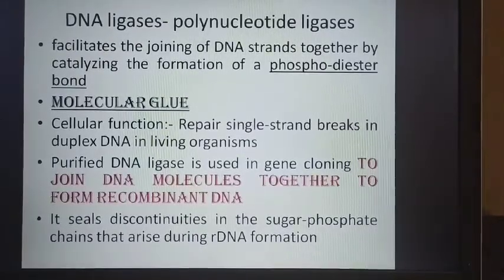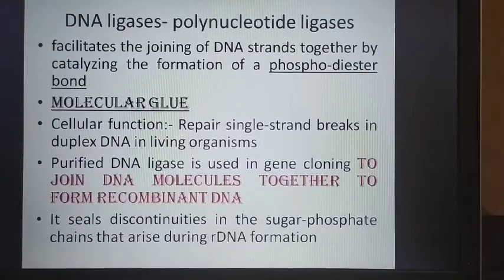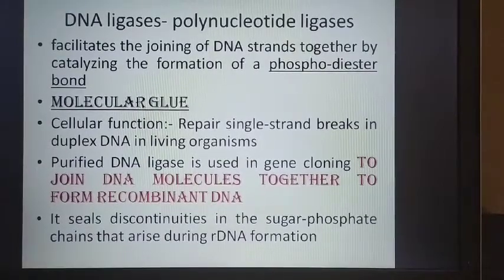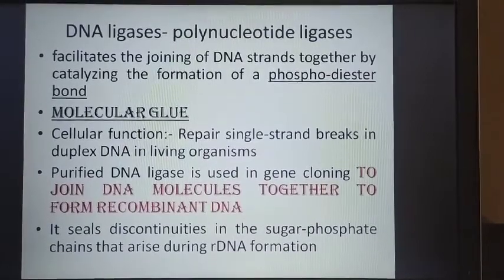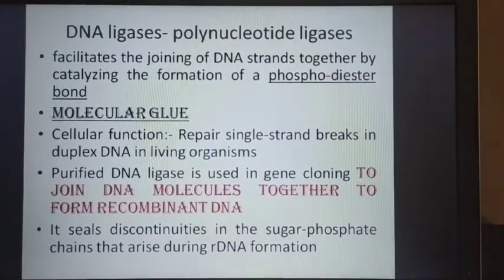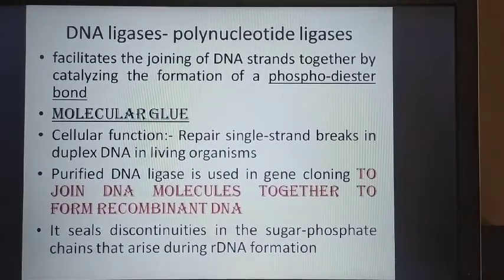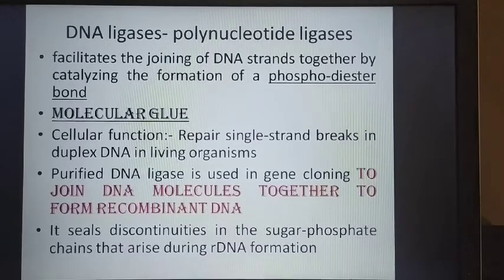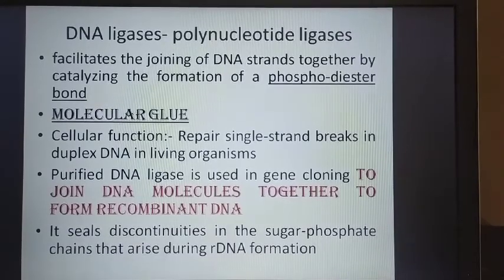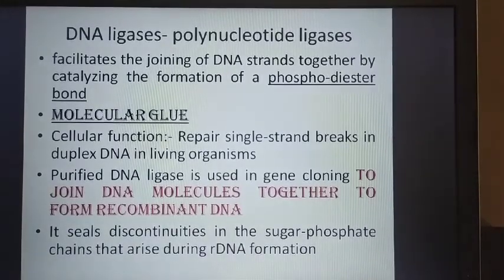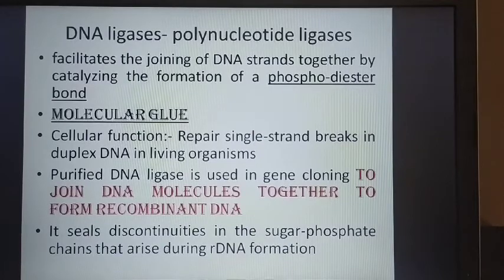Now, we will have a discussion on the other enzymes apart from restriction enzymes which are used in recombinant DNA technology. The first of them is DNA ligase. DNA ligase is also called polynucleotide ligase. This enzyme is also called molecular glue because it catalyzes the joining of DNA strands together.